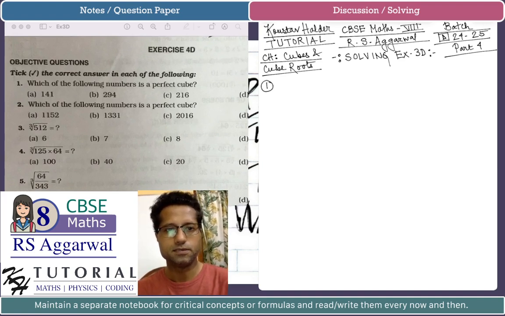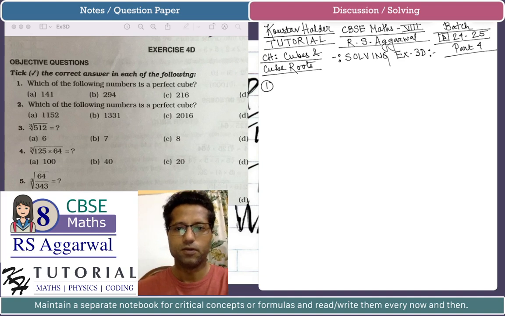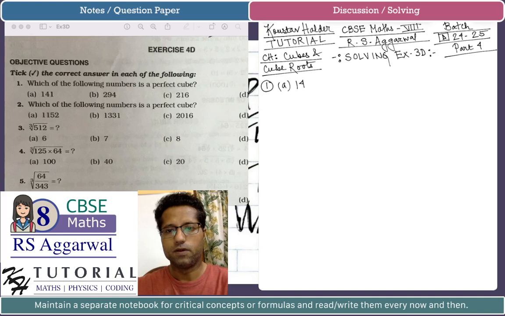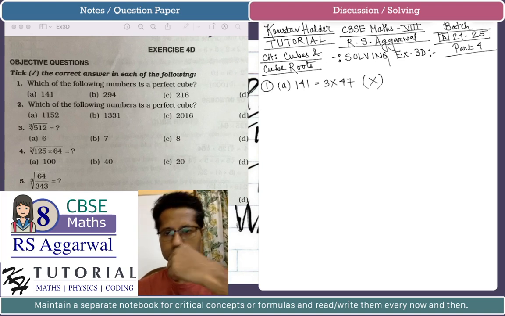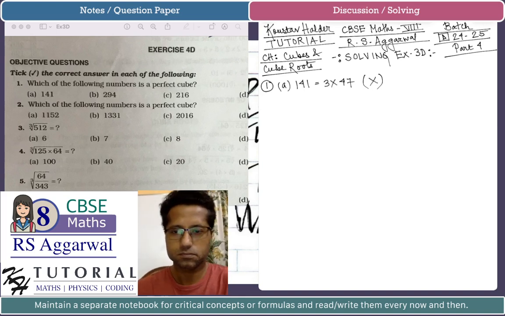So the first problem says, which of the following numbers is a perfect cube. We have to check which number is a perfect cube. Let's see the choices one by one. 141. If I do prime factorization, 141 divides by 3, so 3 multiplied by 47, and 47 is a prime number. So this is the prime factorization. So definitely this is not a perfect cube, because all the prime factors are not part of triplets.